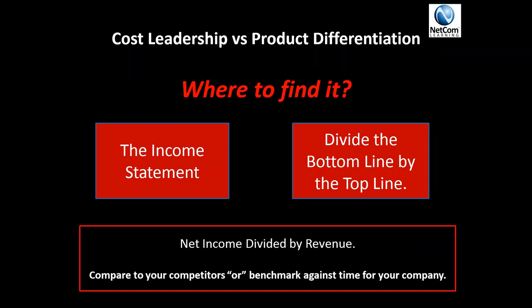Now, where do we find these indicators of cost leadership versus product differentiation? Well, at a fundamental level, we go to the income statement and we divide the bottom line by the top line. That might be an easy way to remember. You simply take net income and you divide it by revenue. You could either compare yourself to your competitors, or if you have a product differentiation strategy and you benchmark your margins over time for each subsequent quarter, you may realize that your margins are eroding, and without realizing it, you're drifting towards a cost leadership strategy. Now, there's nothing wrong with that, but if your mission statement, if your strategic objective is to be a product differentiator, then clearly this would be an example of strategic drift.